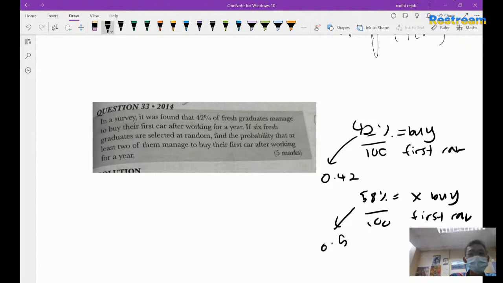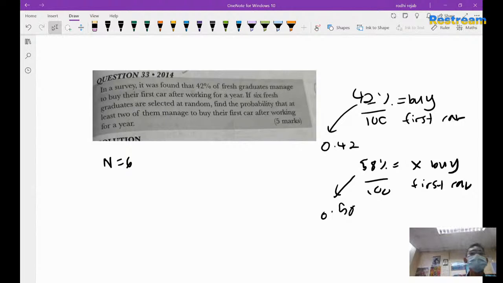This is our probability. Now, if 6 fresh graduates are selected at random, so n is 6. Find the probability that at least 2 of them manage to buy their first car after working for a year. So P(X), if 6 fresh graduates, at least 2 of them manage to buy. At least 2 of them, so 2 or up. So X is bigger than or equal to 2.